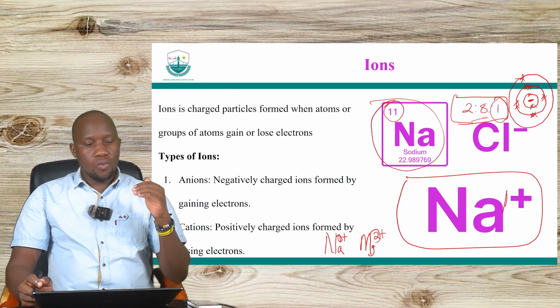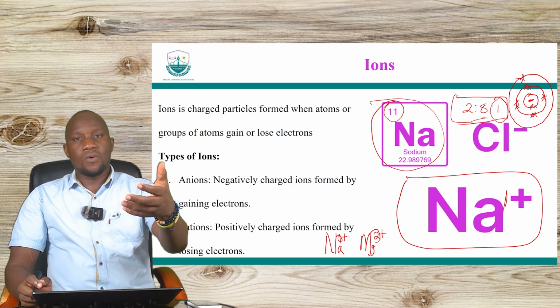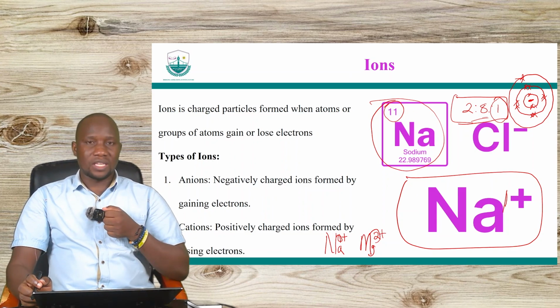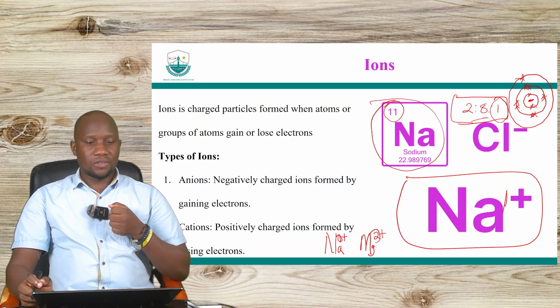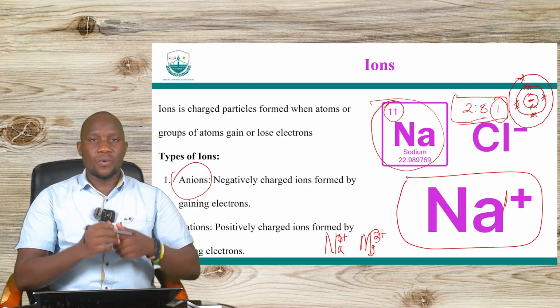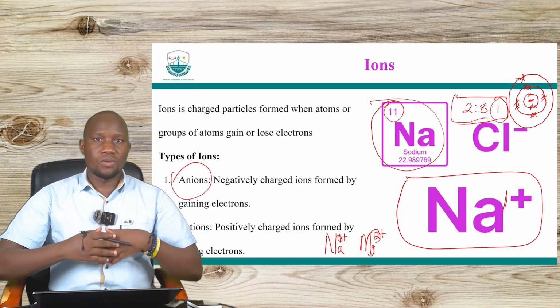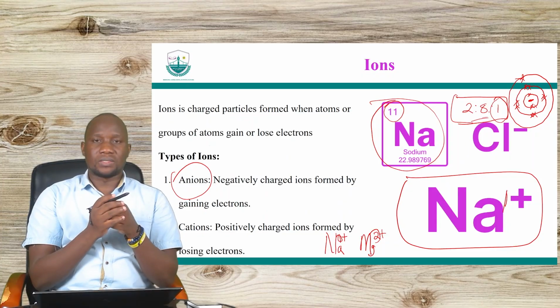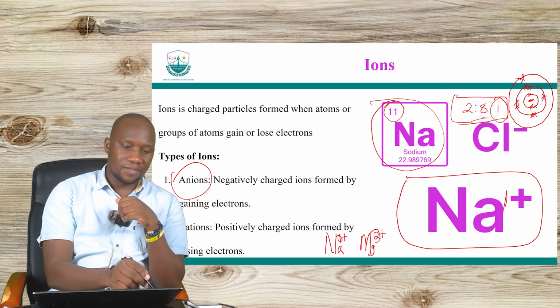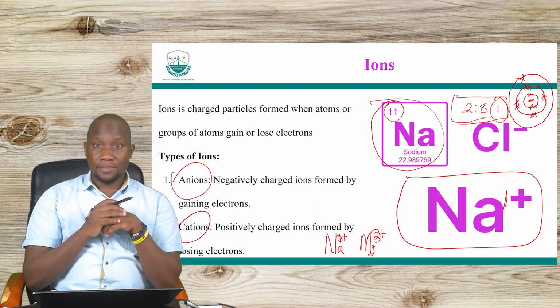When an atom gains electrons, it becomes negatively charged, so we call them anions. When an atom loses electrons, it becomes positively charged, so we call them cations.